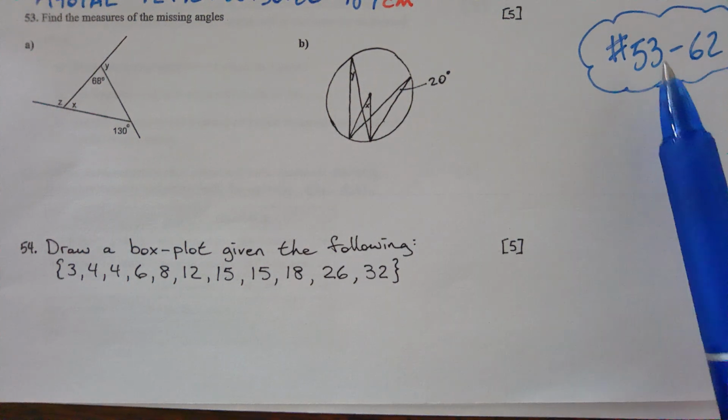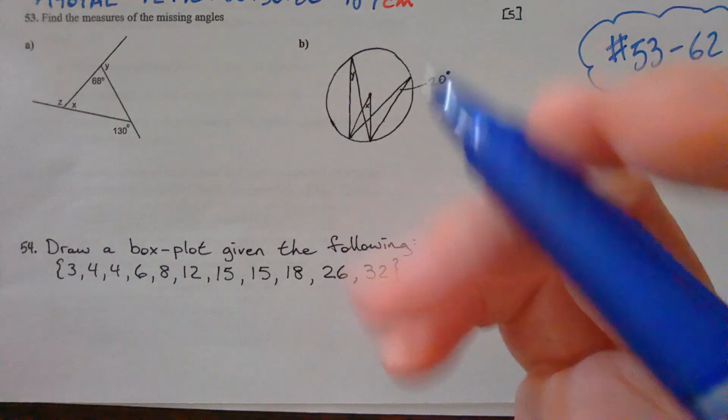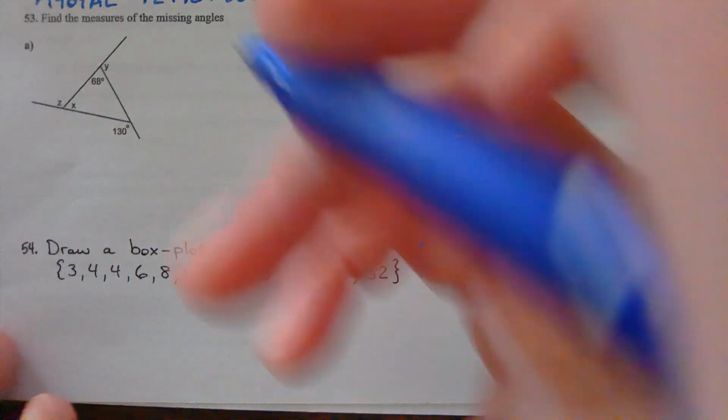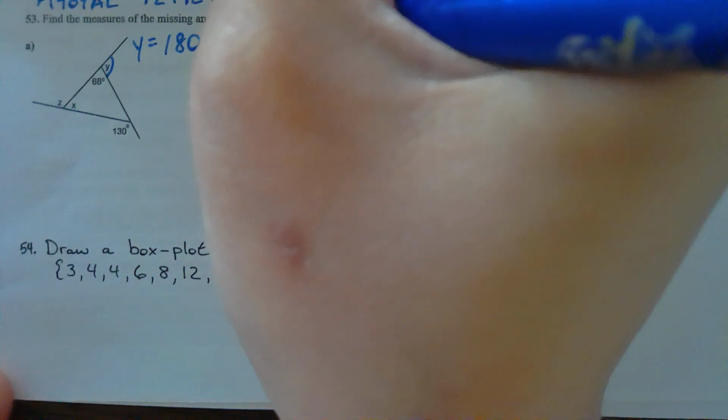Okay, so yesterday's homework was number 53 to 62. So let's quickly take up these ones right here. 53A, you had to solve for x, y, and z. So, okay, I can solve for y first because of supplementary angles. So y equals just 180 degrees minus 68 degrees. So y is 112.